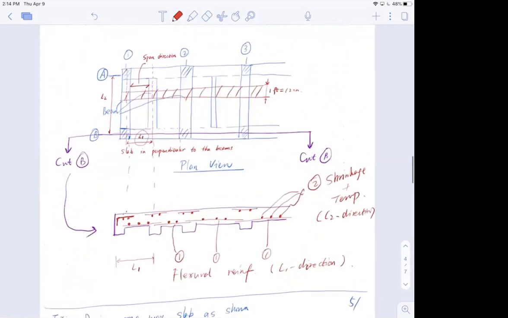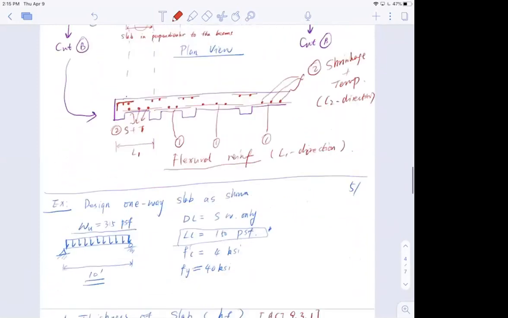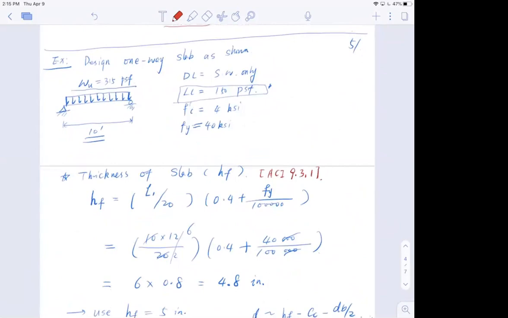To give you a little more detail, we show this plan view again and show the detail of the bars. There are two directions. These dots in the L2 direction are shrinkage and temperature, S and T. These longitudinal bars are flexural reinforcement. So these are two different directions. Last lecture, we also showed you an example: a simple span, 10 feet, applied moment, 315 pounds per square foot, calculated.